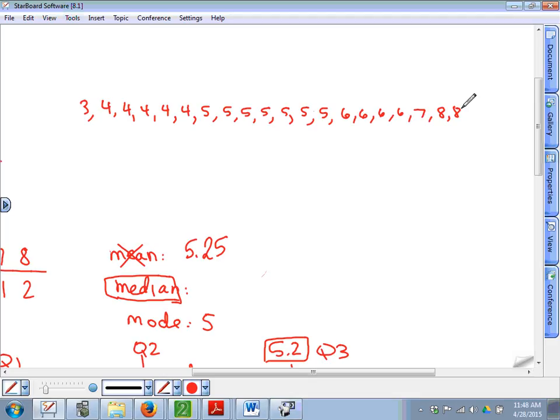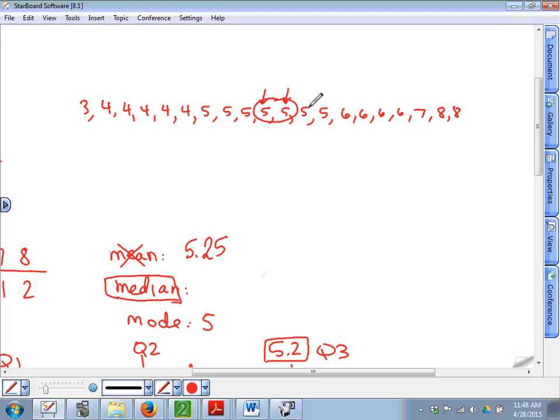Exactly. So if you have 20 numbers, you count 10 in on either side. So 1, 2, 3, 4, 5, 6, 7, 8, 9, 10. That puts me right there. And then count 10 in on the other side. 1, 2, 3, 4, 5, 6, 7, 8, 9, 10. That puts me right here. So both of these numbers are right in the middle.